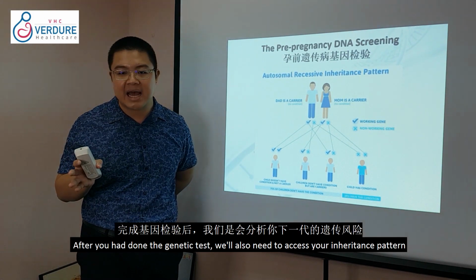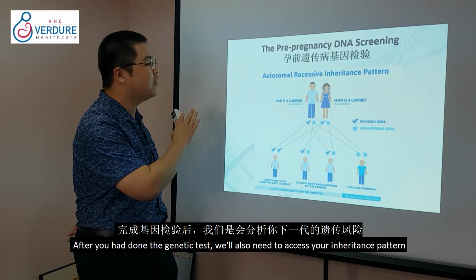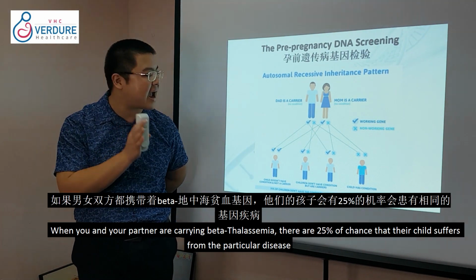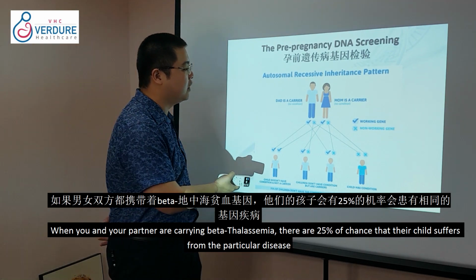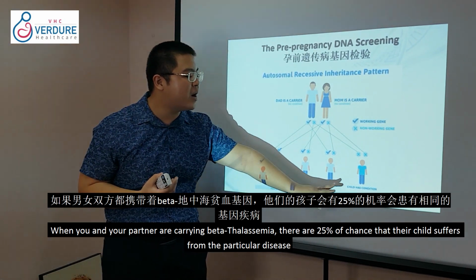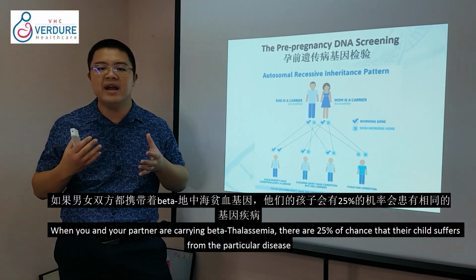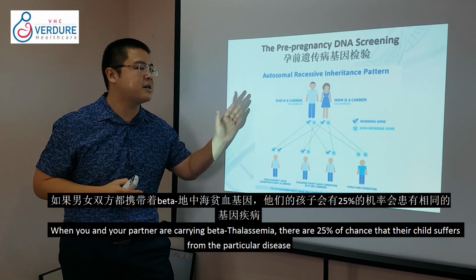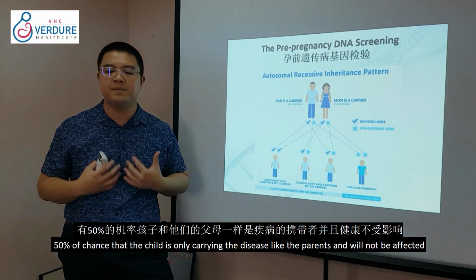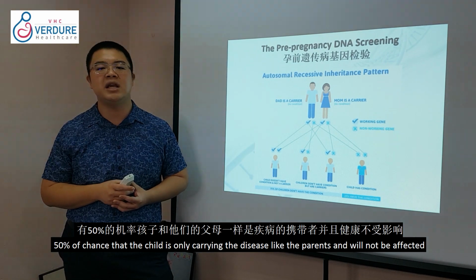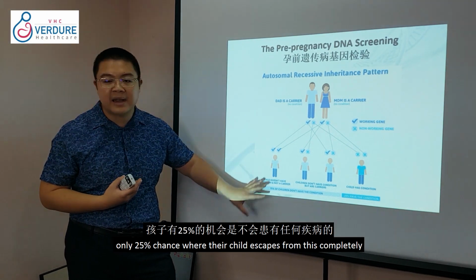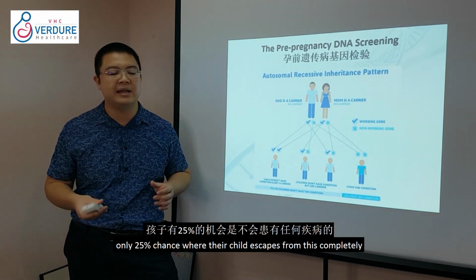After you have done the test, we will also need to assess you for the inheritance pattern. For example, if you and your partner are both carrying beta thalassemia, could be the dad, could be the mom, but both are carrying, then there is a 25% chance that this child will really get beta thalassemia, but the parents are not affected. But there's also a 50% chance that this child will be like you, carrying the beta thalassemia gene but not having any effect at all. There is only the remaining 1/4 chance whereby they can escape completely.